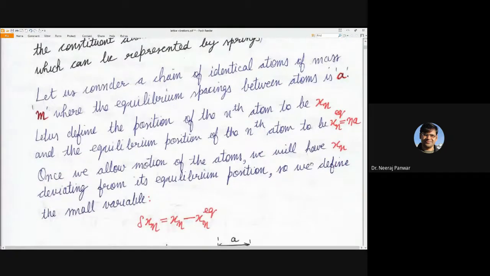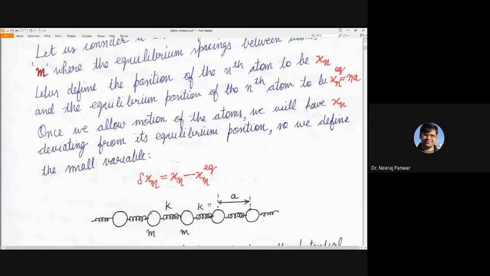Okay, and this x_n is any instantaneous position of the nth atom around its equilibrium position. So if we take the two things, we can calculate the displacement of the nth atom at any instant when its position is x_n. So what is the net displacement of the nth atom around its equilibrium position? It would be given by delta x_n is equal to x_n minus x_n equilibrium, and x_n equilibrium is equal to na.